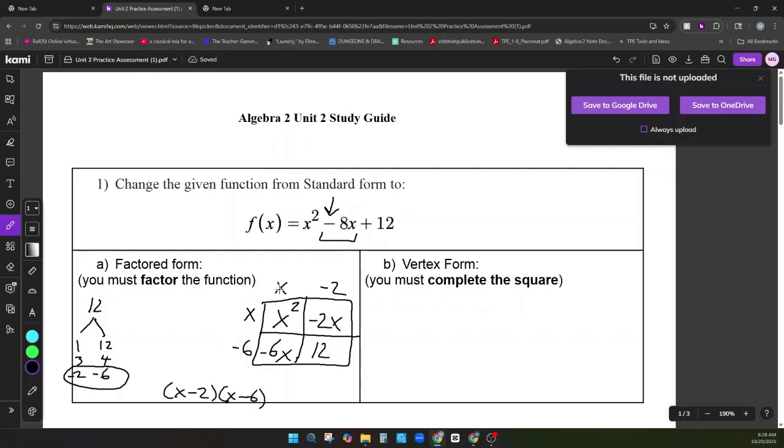I take whatever's on the outside of my factor box, I put into two parentheses, and I call it a day. That is my factored form. I am done with part A. Part B, I also start with a box.